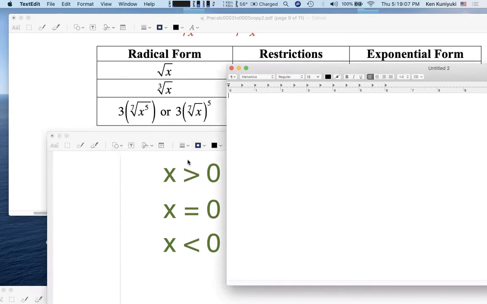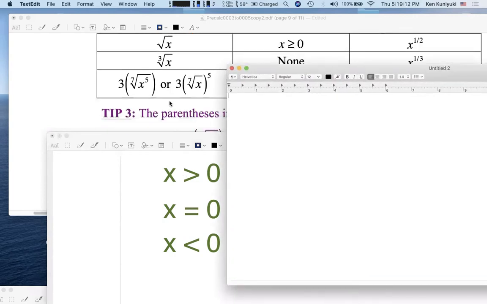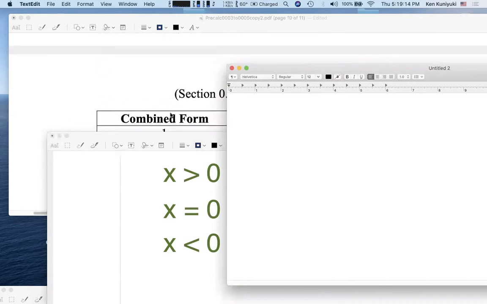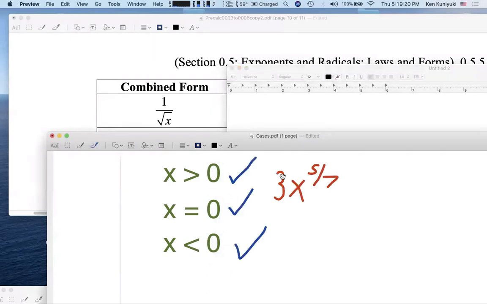Okay, next up, we're going to look at combinations, combined forms. 1 over the square root of x. So that's going to be what? X to what exponent in the end? Well, we have 1 over the square root of x is x to the 1/2.